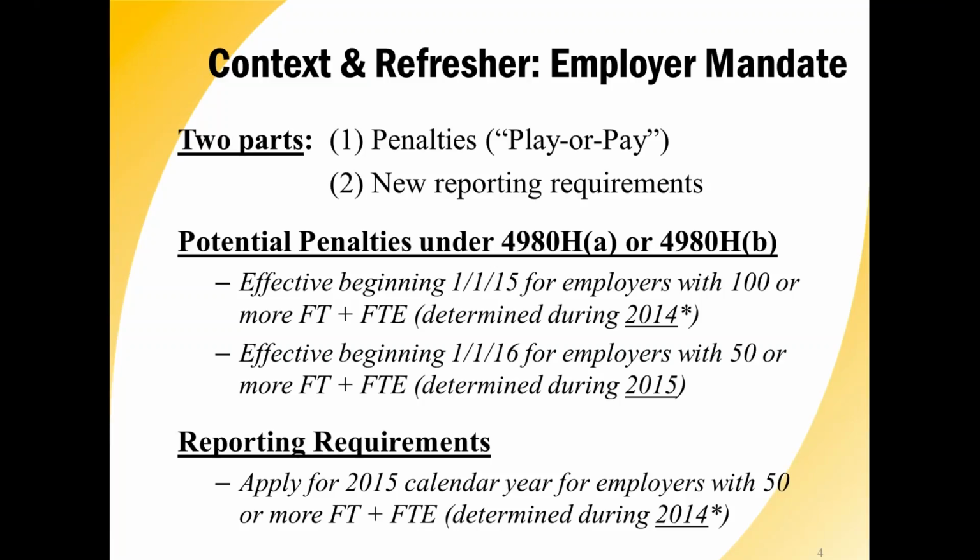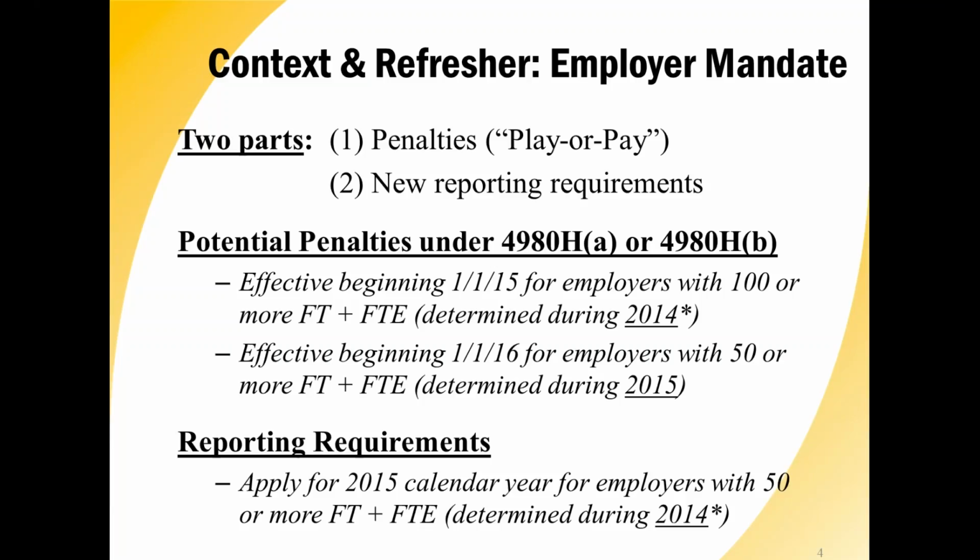Now, reporting also is under the employer mandate on the big map of the ACA, but there was no 100 transition rule for reporting. So where we are with reporting, and answering the question of what employers have to report for 2015: the answer is any employer that during 2014, because we always look back to the prior calendar year, had at least 50 full-time employees plus equivalents. Again, that's determined during 2014.